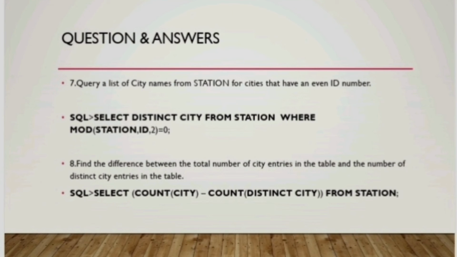The next question is, find the difference between the total number of city entries in the table and the number of distinct city entries in the table. So what we need is the difference between the total number of city entries in the table. So the function is count city. So here is the query. Select (count city minus count distinct city) from station. So here we want the difference between the total number of city entries and the number of distinct city entries in the table. Here is the solution.